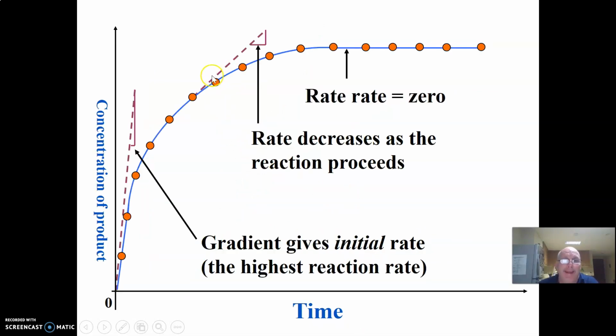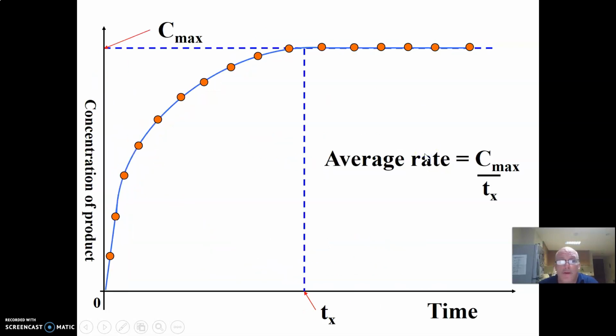And coming back to this one, you can see that if I draw tangents, the reaction rate is decreasing, so the tangent is giving a less steep gradient as time has gone on. This is quite an important graph too, because the rate's decreasing with time, but I can get something called average rate if I divide the maximum concentration of product that was produced by the time taken to reach that maximum. It would be the slope of this line if I went straight from there to there.